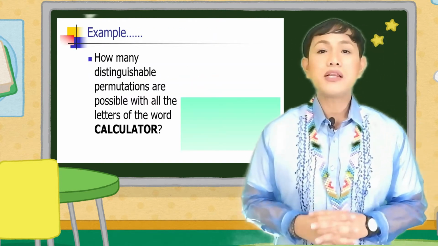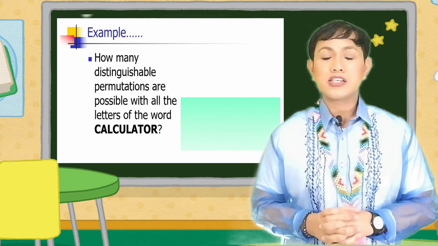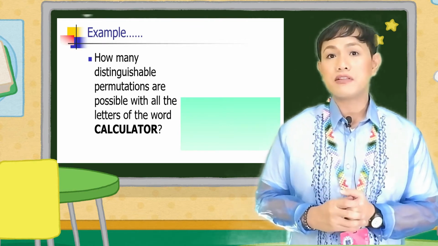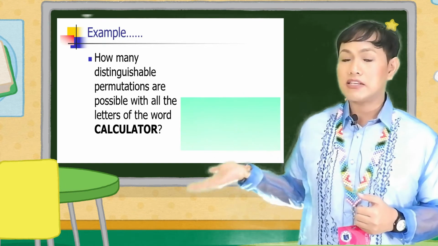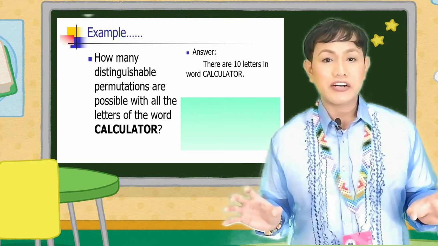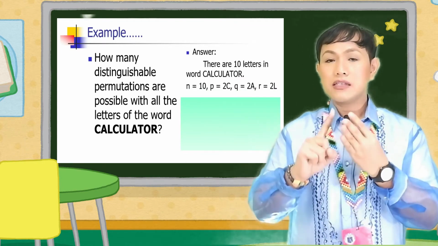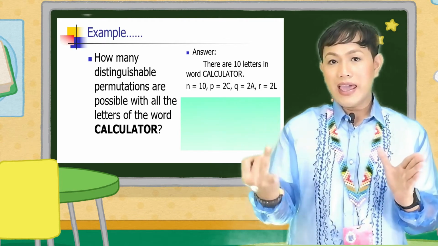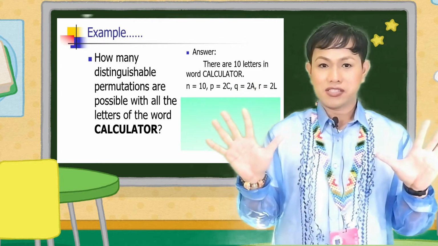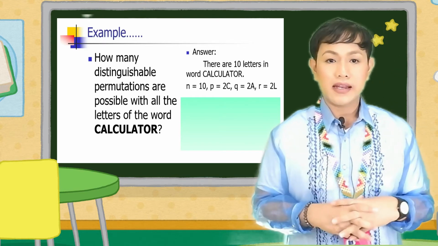Example: how many distinguishable permutations are possible with all the letters of the word calculator? Calculator is something that we most of the time use, especially in these kinds of problems. So the solution would be, there are 10 letters in the word calculator. C, A, L, C, U, L, A, T, O, R. There you go, 10 letters. So our solution would now be N is equal to 10.